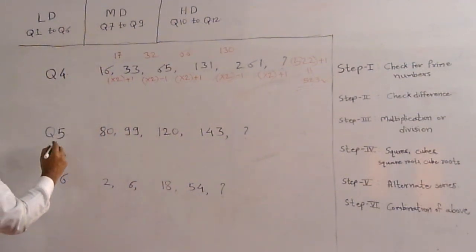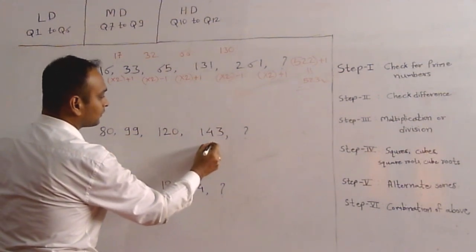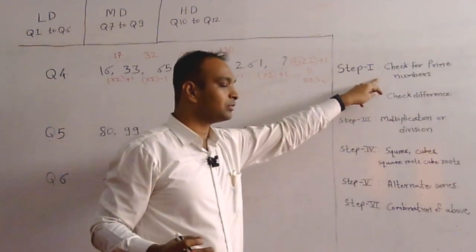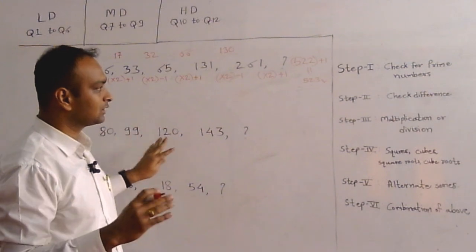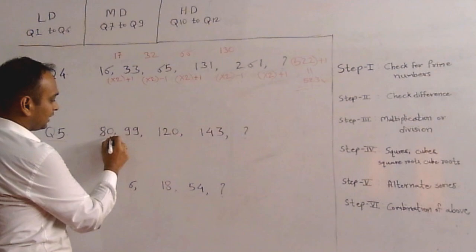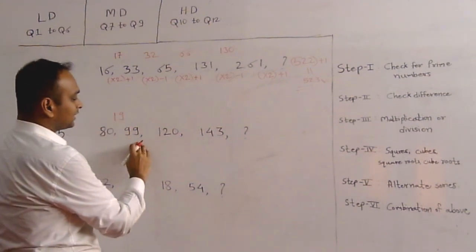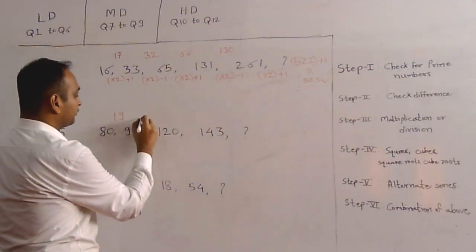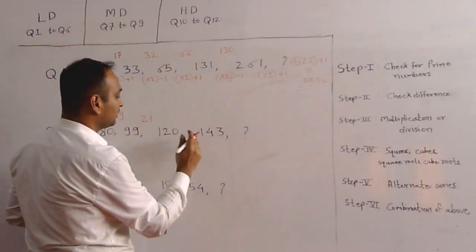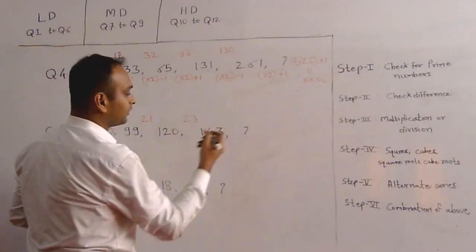Now let's go to the next problem, question number 5. Here we have 80, 99, 120, 143 and then a question mark. Now as usual, check for prime numbers. These are not the prime numbers. Check for differences. So the differences here give 99 minus 80 gives 19 as the answer. 99 and 120 gives 21 as the answer. The difference of 120 and 143 is 23. And the next number we have to find out.